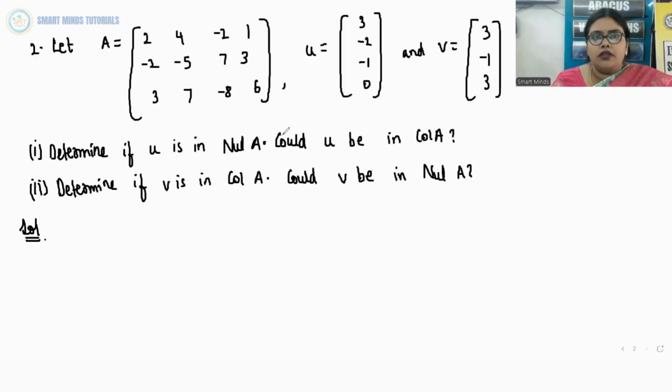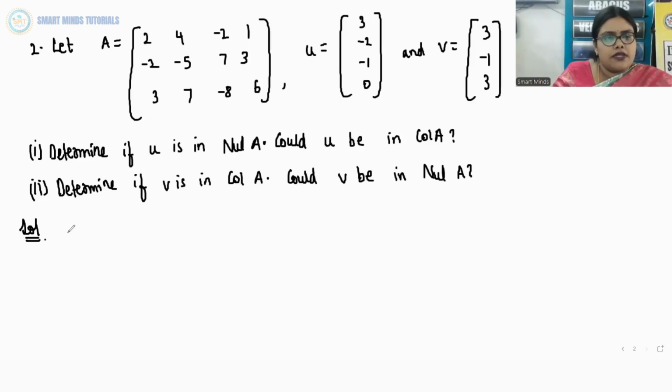Take the next question. Here A matrix is given, U matrix is given, V matrix is given. We have to determine if U is in Null A, and also we need to check if U can be in Col A. And the second bit is determine if V is in Col A and could V be in Null A.